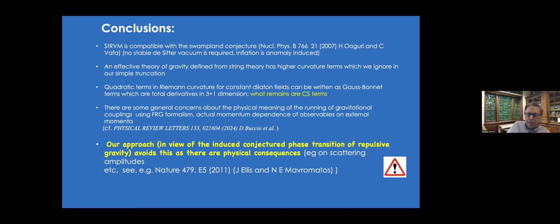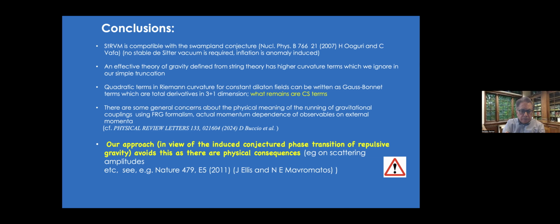We are very simple-minded. We did the simple transverse traceless projection and got some answers. At least it's good that we got something which is encouraging rather than being dead right from the beginning. But we realize it's not the end of the story. We could have quadratic terms in the Riemann curvature there, but for constant dilaton fields, which we want, they can be written as Gauss-Bonnet terms, which are total derivatives in 3+1 dimensions. And so as a result, we don't need to worry about them. So what remains are Chern-Simons terms, which is the things that we're talking about. Remember, the gravitational Chern-Simons terms we got rid of from the arguments that I gave earlier.